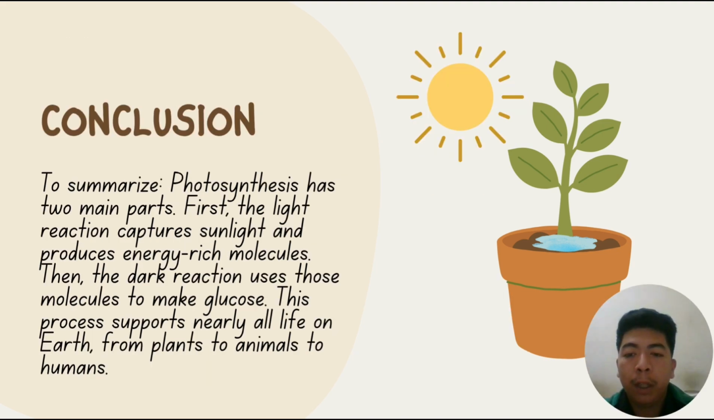Okay, to conclude, photosynthesis is a complex but beautifully coordinated process involving two main stages: the light-dependent reaction, which captures sunlight and turns it into chemical energy, and the dark reaction or Calvin cycle, which uses that energy to build glucose. Together, they form a cycle that powers the plant and provides food and oxygen for nearly all living things. Understanding these two reactions helps us appreciate the role plants play in our environment and why protecting them is so important.